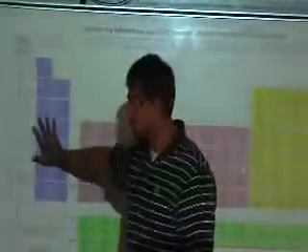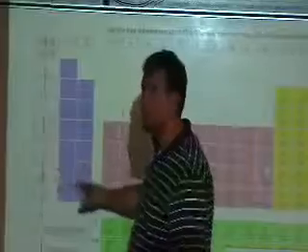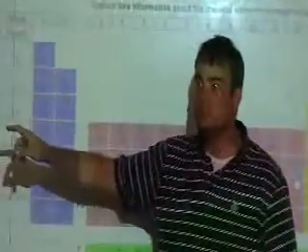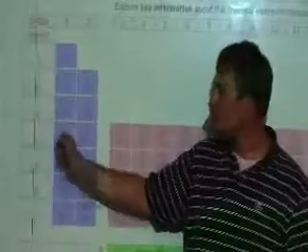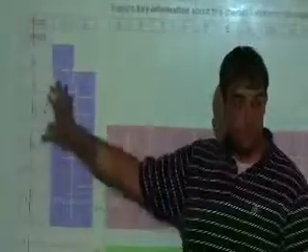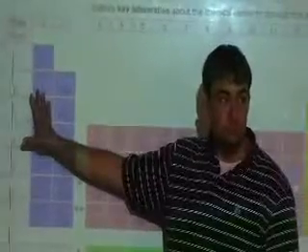Now, how does that get into this? First off, this is the S block. Blue, S block. How many electrons can be in an S orbital? 1, 2. 1, 2, 1, 2. You with me? Are we happy?